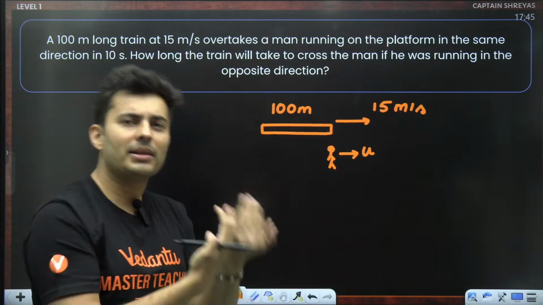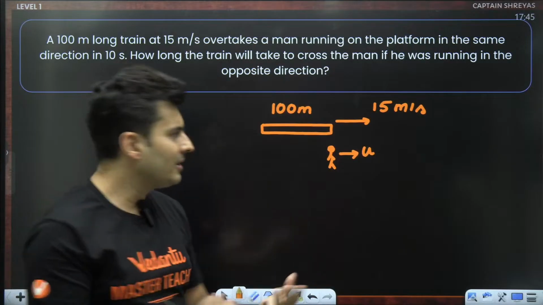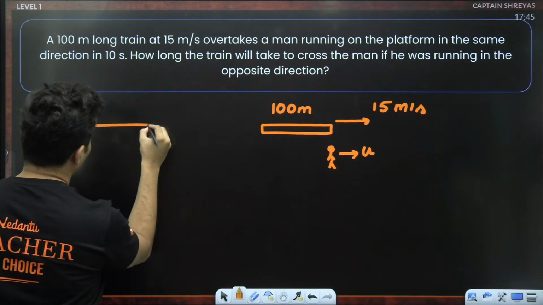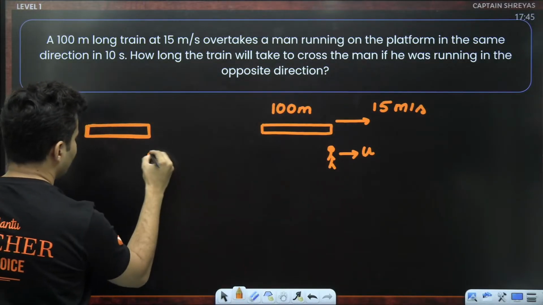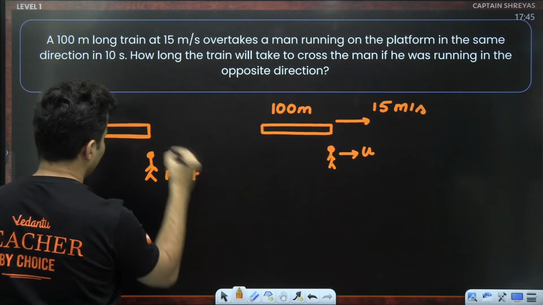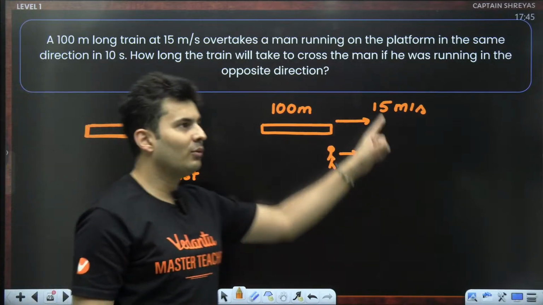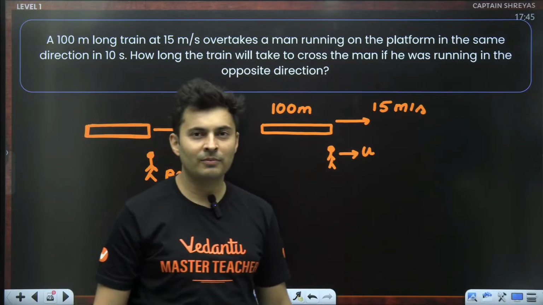Now, if this train has to overtake the person, and I want to see the time calculation, either sit on the train or make yourself the person. I think that will be easier to understand. So if I make myself the person, then my dear students, that means I will be at rest, the person will be at rest, and the train will appear at which speed? Think about it. 15 plus u or 15 minus u?